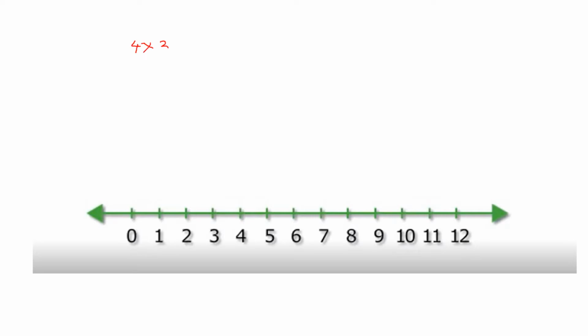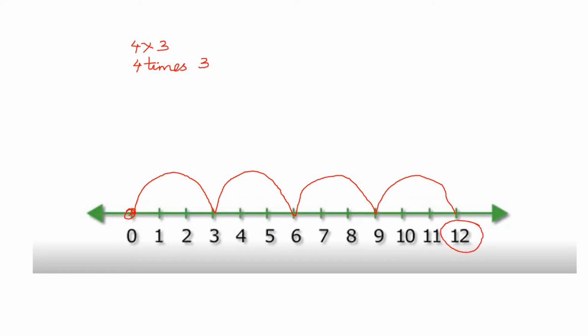How will we do 4 into 3? 4 into 3 means 4 times 3. So what will be counting? We'll be counting 4 or we'll be counting 3? We'll be counting in threes. 4 times 3 means we'll be counting in 3. So 1, 2, 3. First one. Then 3 plus 3, 6. Second time. 6 plus 3, 9. Third time. 9 plus 3, 12. Fourth time. So we did it 4 times. We got the answer as 12.